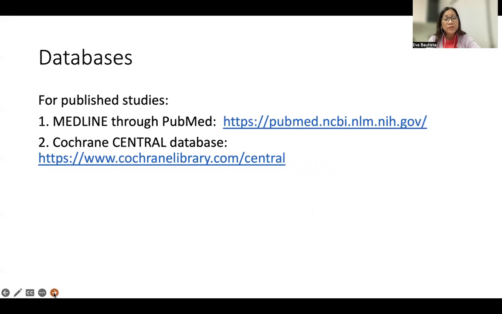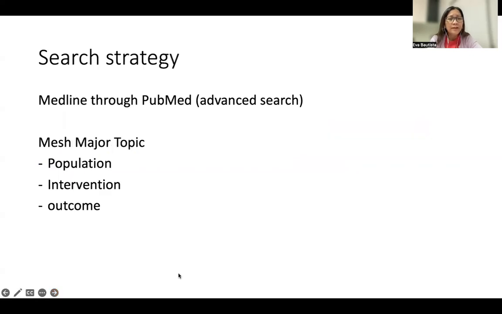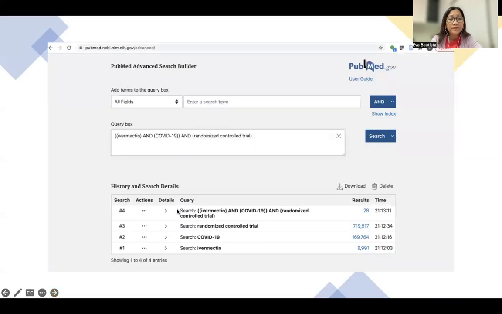Okay, so where will you search your full text article? So we recommend these sites where you can have access to free full text articles. So in your search, you can go to the advanced search option and try looking for the major topic on population, intervention, or outcome. So you will probably take a screenshot of your search so we can see it, okay? The search terms and strategies and the search output.